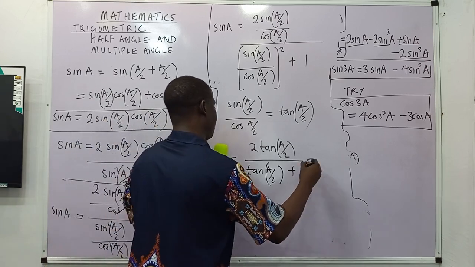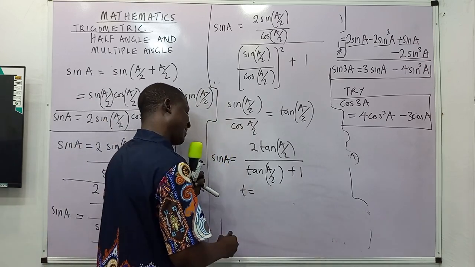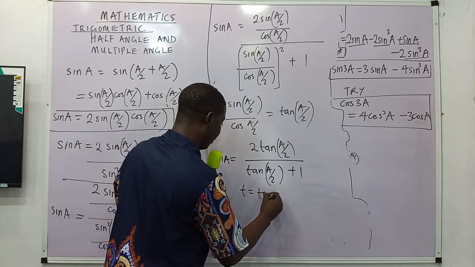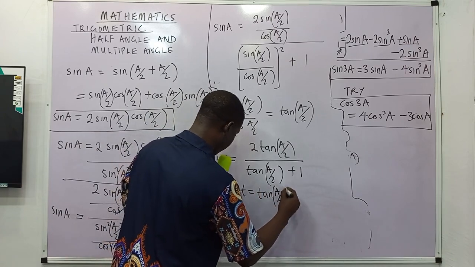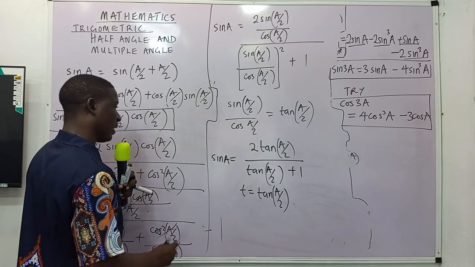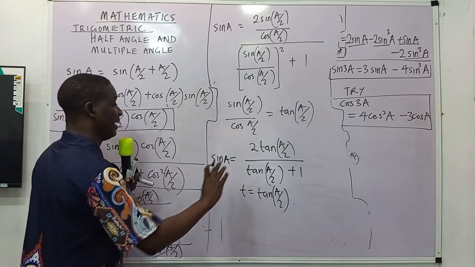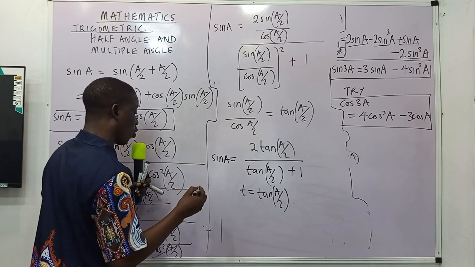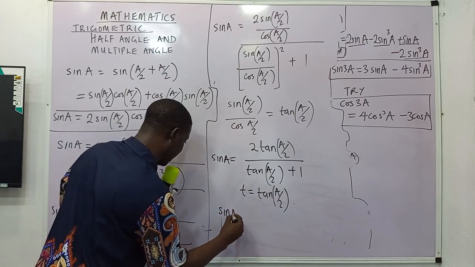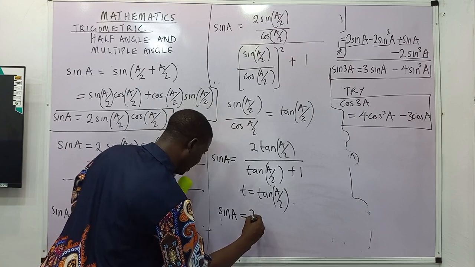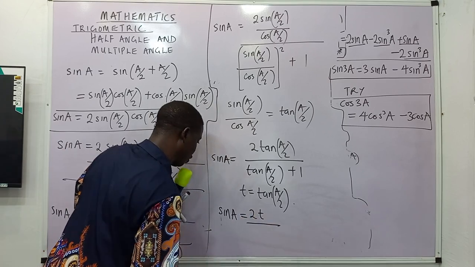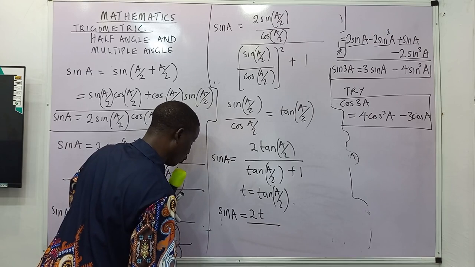Recall that let's take t as a function, that means t equals A over 2. So let us replace everything so that it can be simplified, because it's looking so complex here. You can see sine A in terms of t: sine A equals 2t over 1 plus t squared.